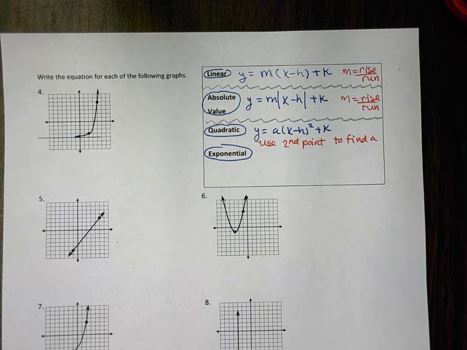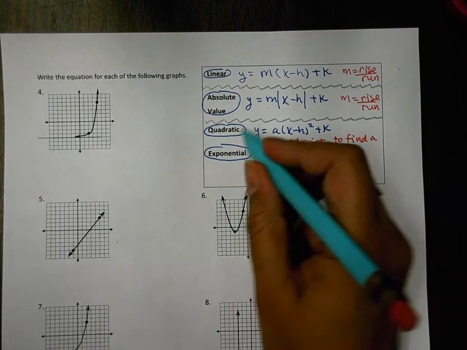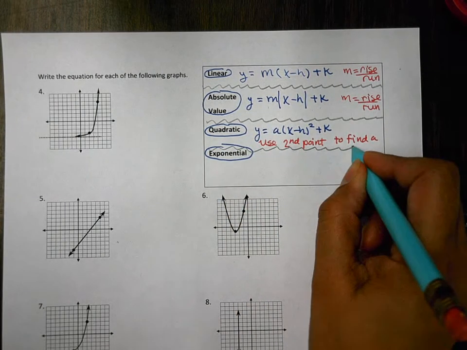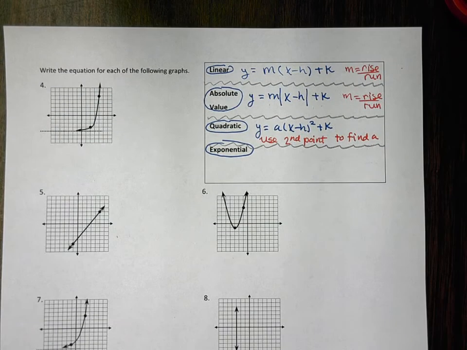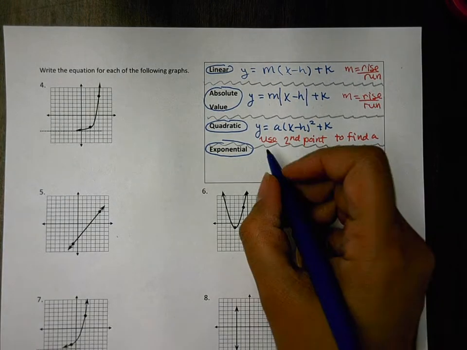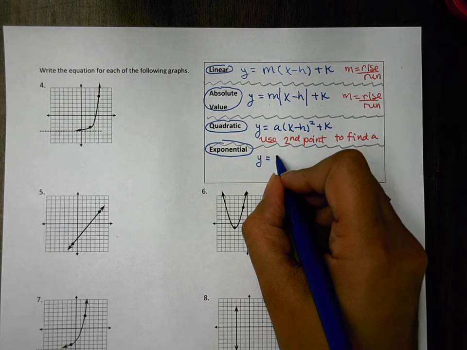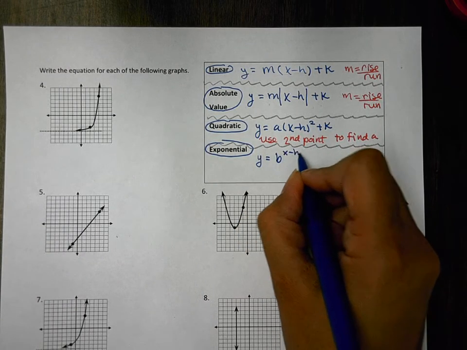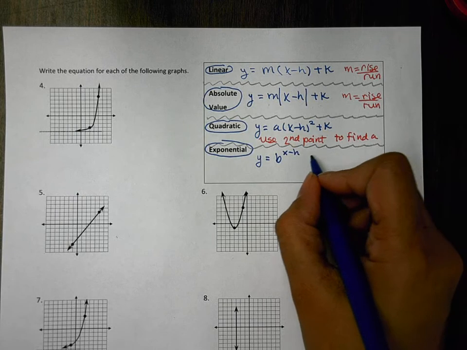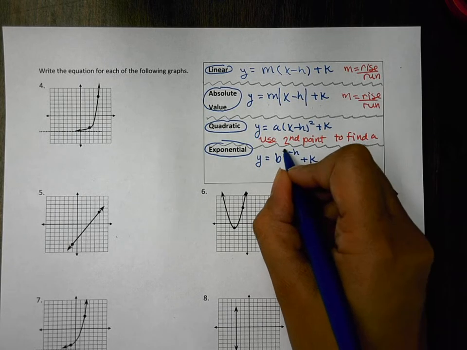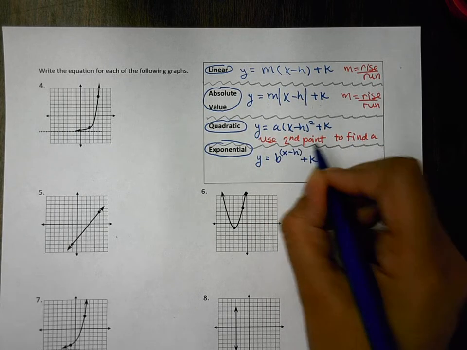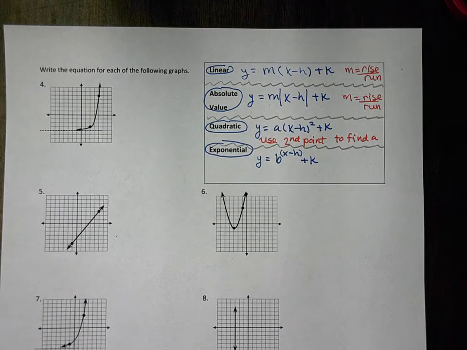Okay, so this one, that's the one that requires a little more work. We use our second point to find a. Okay, next one, y equals b raised to the x minus h plus k. This is exponential. The x minus h is in the exponent. It won't always be in parentheses. I'm going to put in parentheses right now, but it won't always, but it will always be in the exponent.